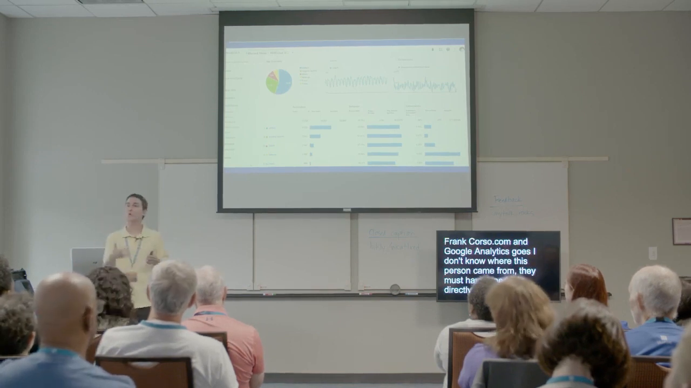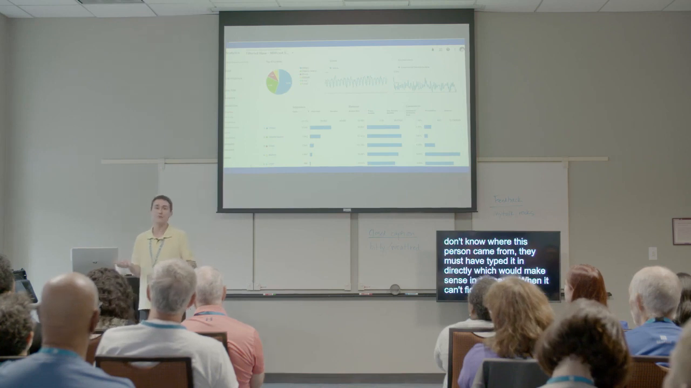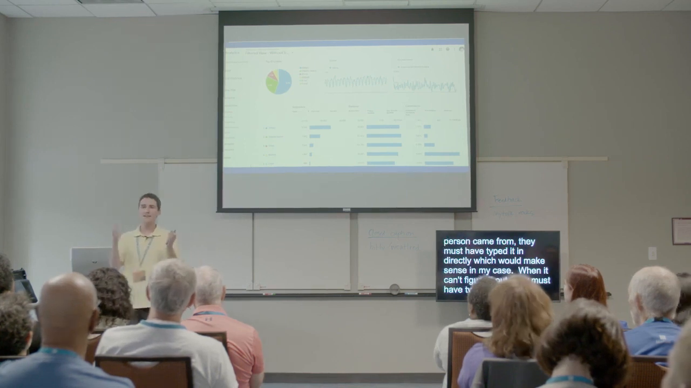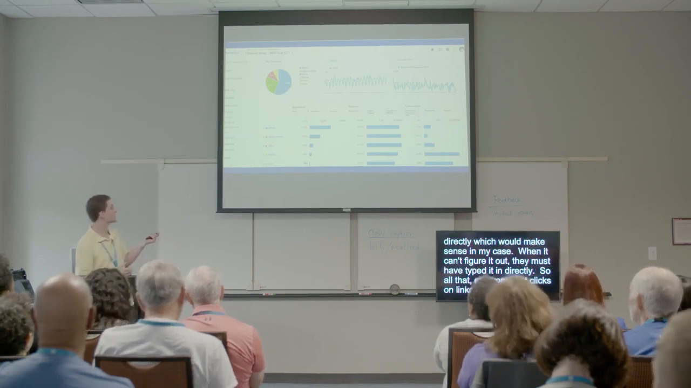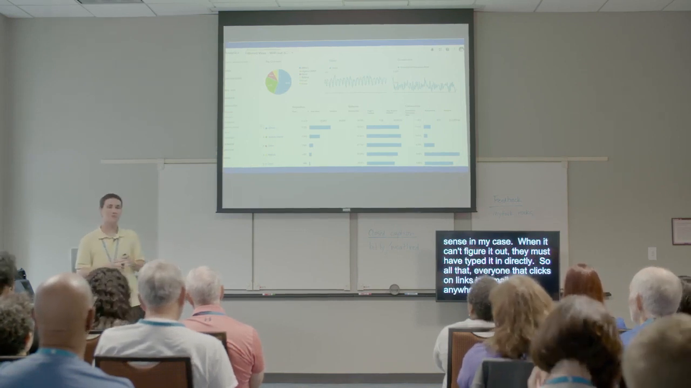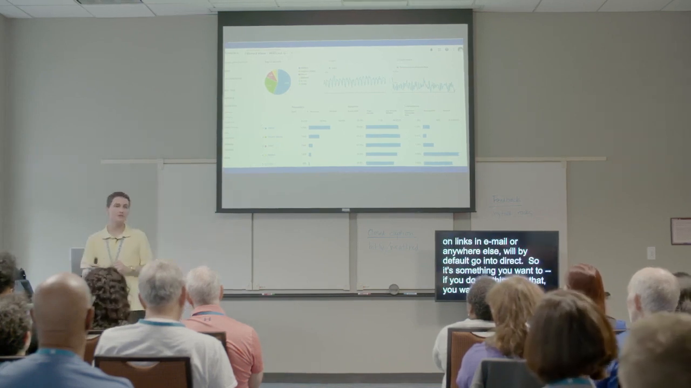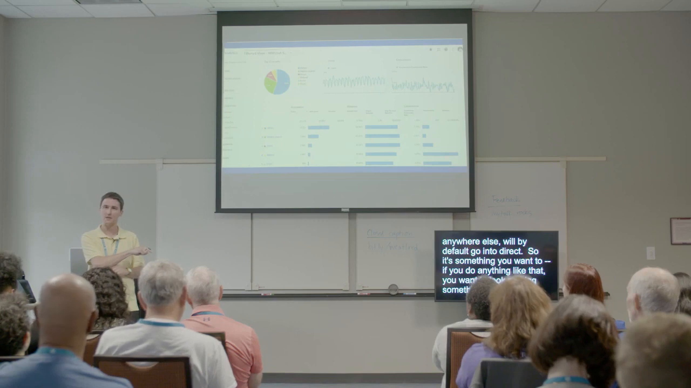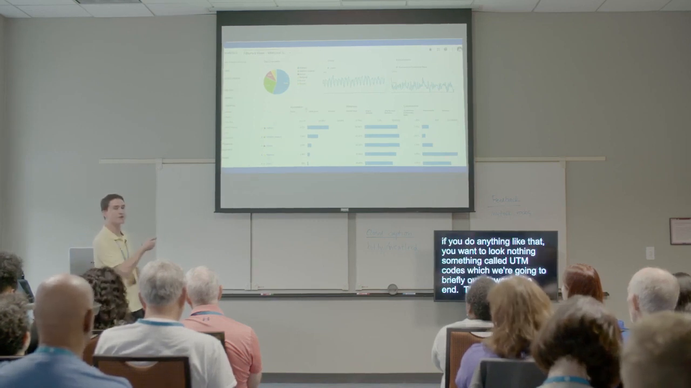But when they can't figure out where I came from, say I clicked on a link in an email and got there, they don't know where I came from. They're going to assume, oh, they must have typed it in directly. So everyone that clicks on links in email or anywhere else will by default go into direct. If you do anything like that, you'll want to look into something called UTM codes, which we're going to briefly go over towards the end. That's the way you can get things under email, or even an other channel, depending on what you're trying to do.